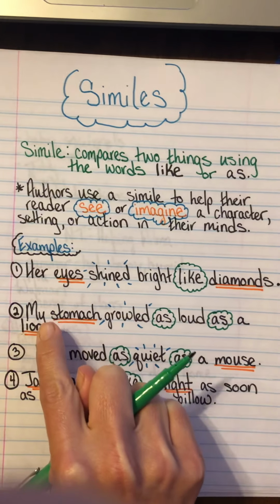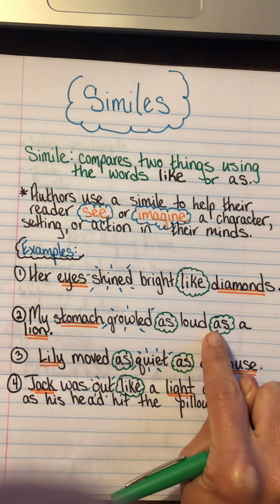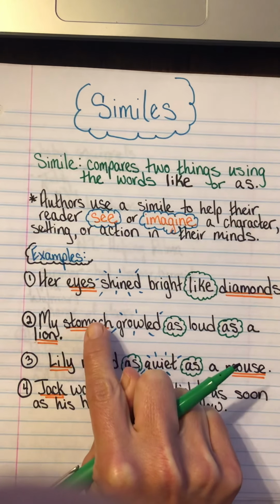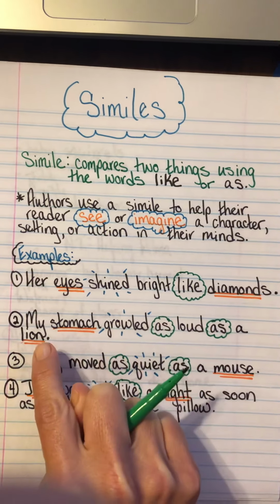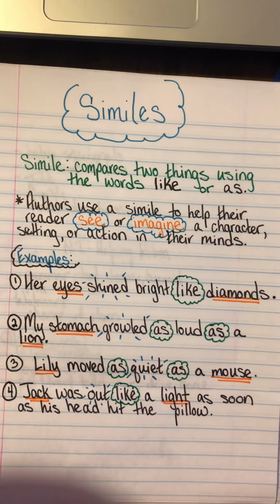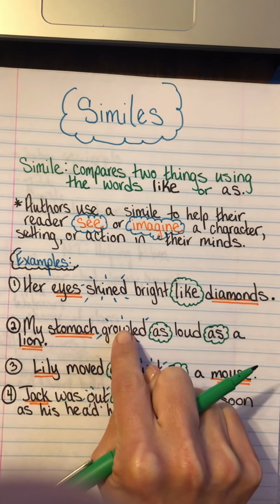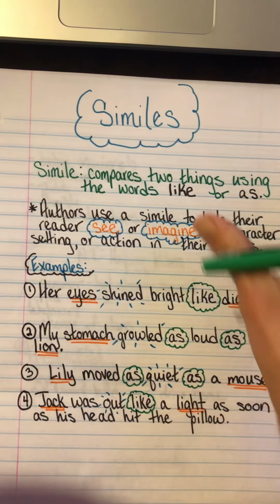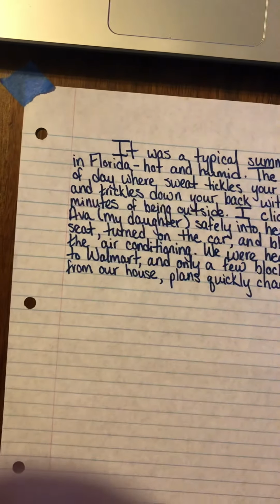Another example could be my stomach growled as loud as a lion. Notice that clue word of as part of a simile, and the author is comparing someone's stomach to growling as loud as a lion. So if we wanted the reader to understand that we were really hungry and food is needed fast, we can make that comparison of a stomach growling to the sound that a lion could make as well. So that's the craft that we're going to try out in our writing today.